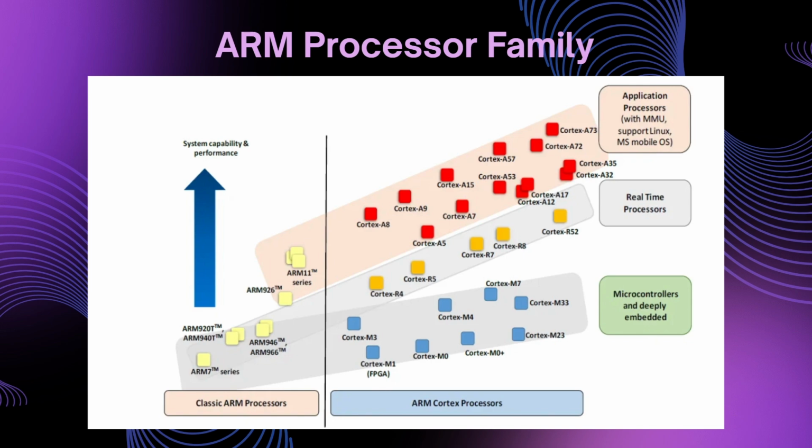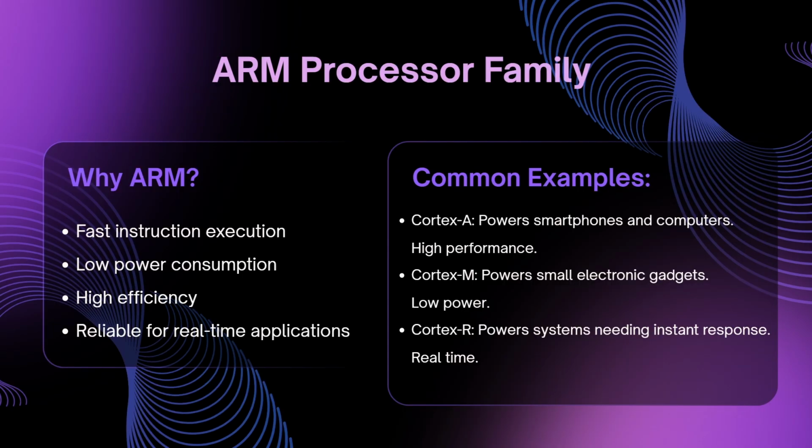Now we had a look at different ARM processors. Let's understand why ARM is used. In the previous slide, we looked at different ARM processor families. Now let's understand why ARM processors are widely used in embedded systems. One of the biggest advantages of ARM processors is their fast instruction execution, which allows tasks to be performed efficiently. Another important advantage is the low power consumption. ARM processors also provide high efficiency, which means they can deliver good performance while consuming less power with few hardware resources. And also, it makes them very reliable for such real time applications.